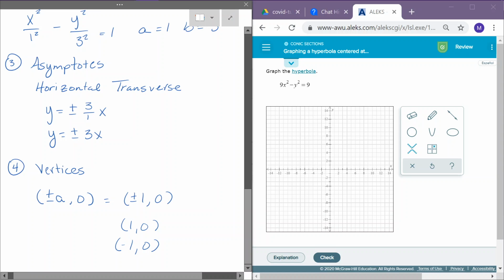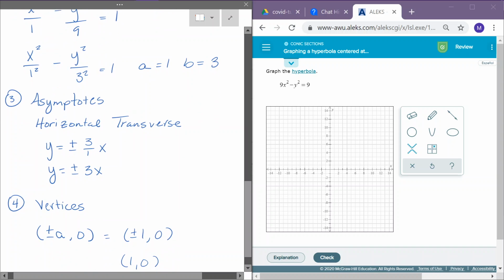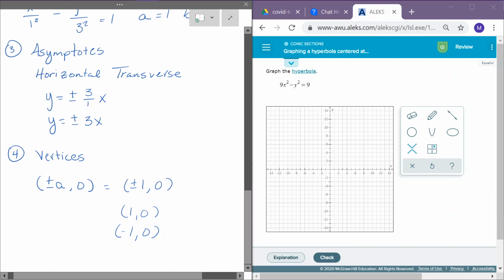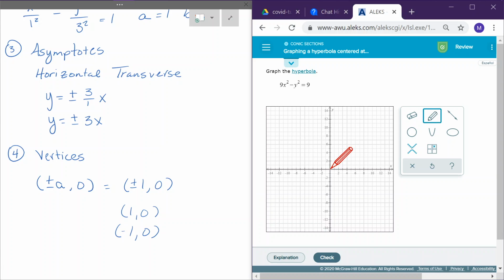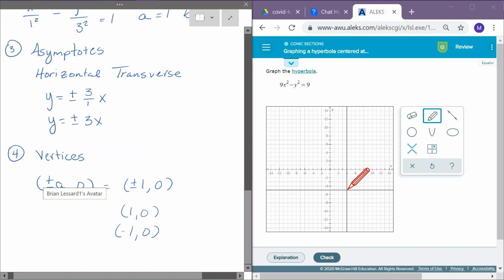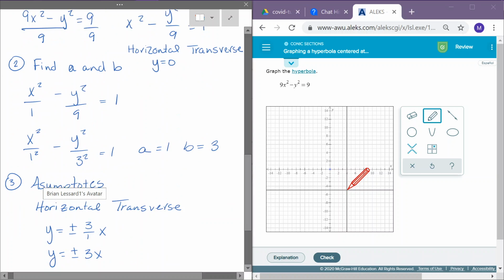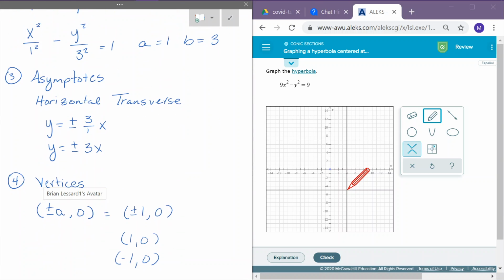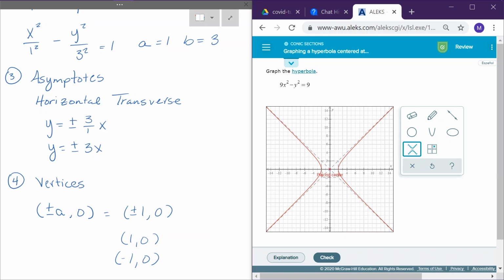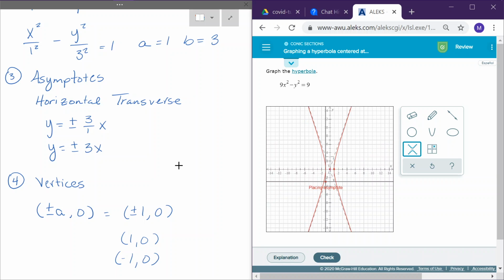So we can take all of this information that we have and we can graph our hyperbola. So first, let's just go ahead and mark our center. Our center is at 0, 0 because this is centered at the origin. And then we can start placing information that we have. So there's our center. We know that our vertices are at 1, 0 and negative 1, 0.